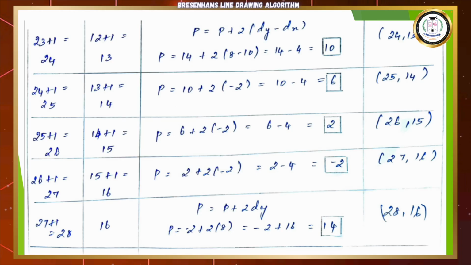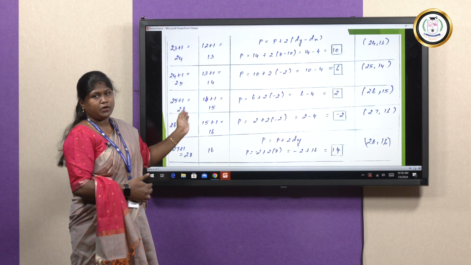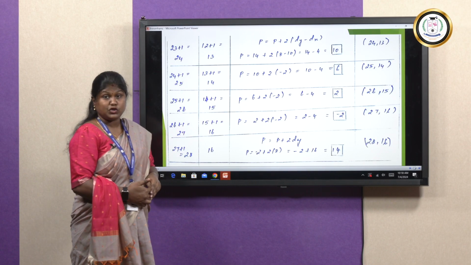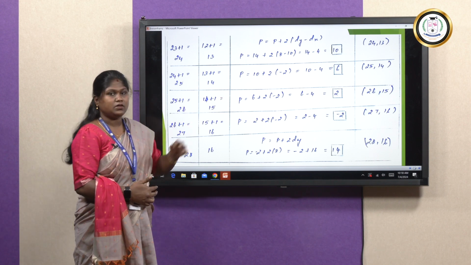Again, since the earlier p value, which is 6, is positive, we will be adding 1 to both x and y. So 25 plus 1, 14 plus 1. So now same formula with the earlier p value, which is 6, will be substituted over here. Now the p value is 2. So this coordinate has been given there.